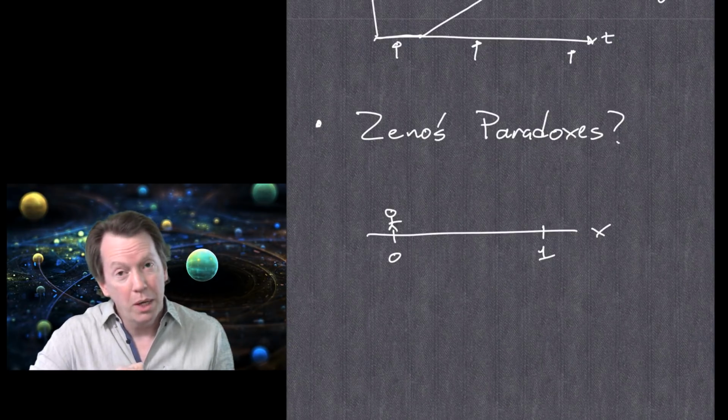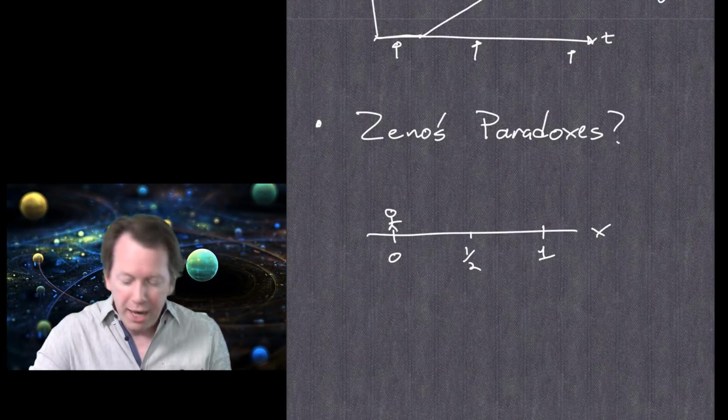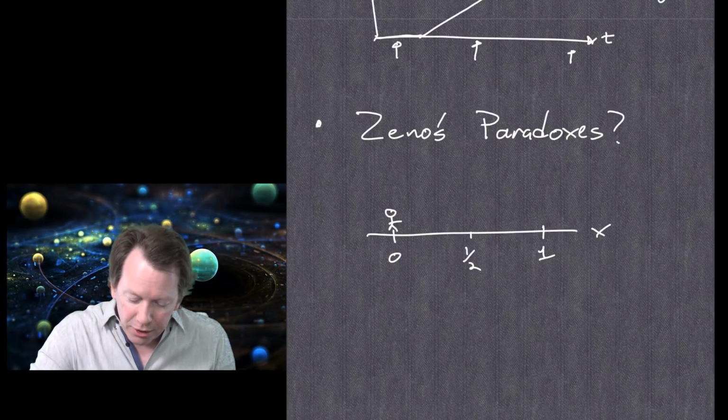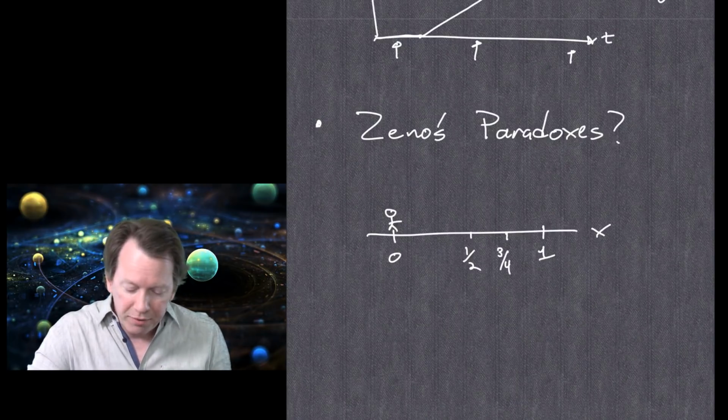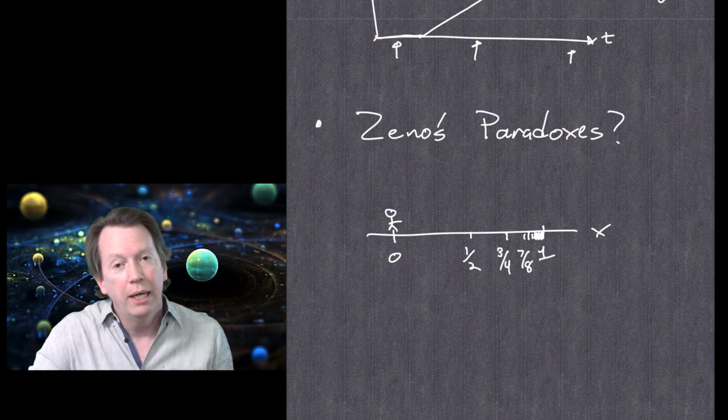To go from 0 to 1, you have to go halfway there. So you have to reach the point x equals 1/2. And to go from 1/2 to 1, you have to go halfway in between that. So you have to eventually reach the point x equals 3/4. And then you have to go halfway between that, so you have to get to x equals 7/8, and so forth. You can keep going in smaller and smaller increments.